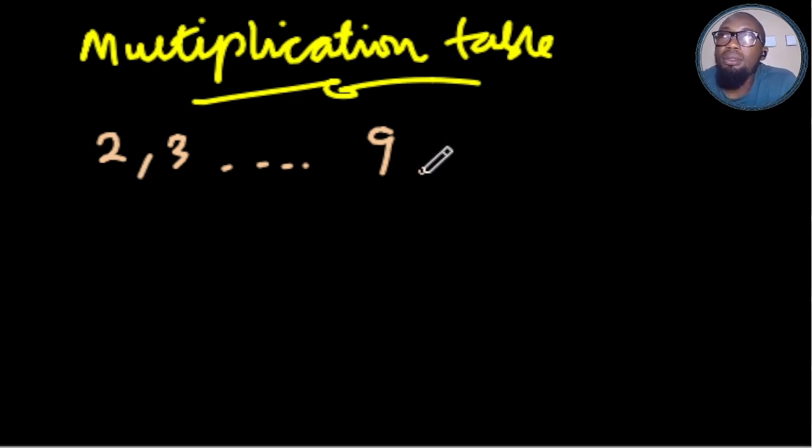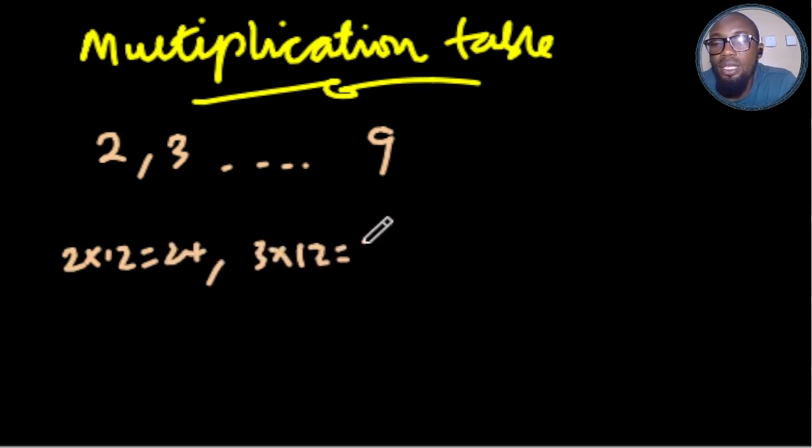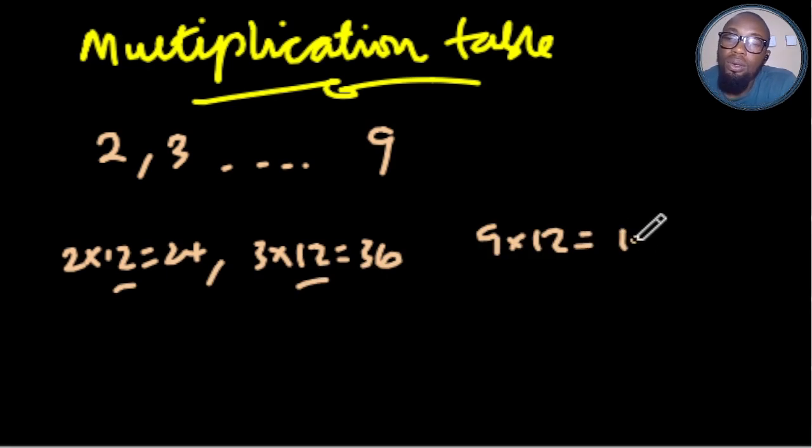Then 10 is easy, 11 is easy, and 12, because somehow you already have 2 times 12, 24. You have heard 3 times 12, 36. So the 12s are already there all the way to 9 times 12, 108. The table of 12 is already embedded in the previous tables, so you don't need to dwell too much on it.